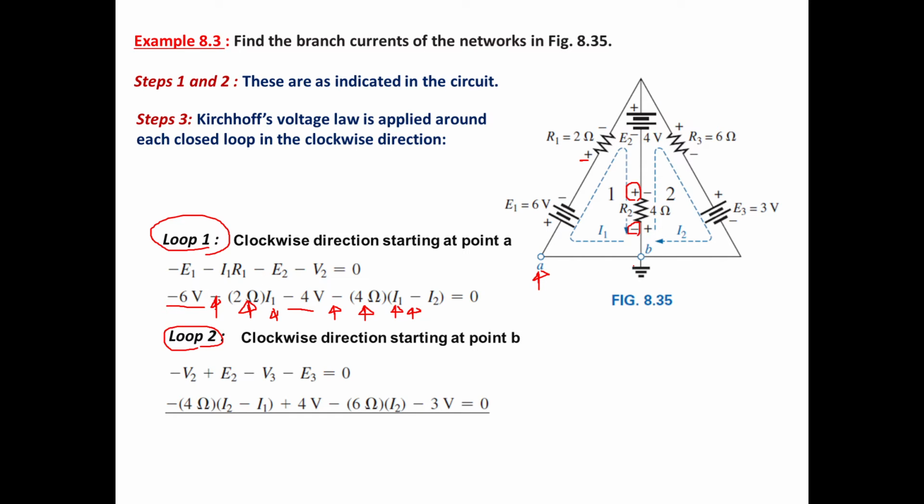In loop 2, we have to start from the point B. So when you start from the point B, again plus to minus is drop. But now we write it as I2 minus I1. Why do we write it as I2 minus I1? Because now we are working with loop 2. So you have to write the current I2 as first current. So I2 minus I1. So plus 4. Why plus 4? Because we are moving from minus to positive. Minus to positive means voltage rise. So plus 4. Then it is voltage drop, minus 6 into I2. And again voltage drop, minus 3. So now we have formed the two equations.